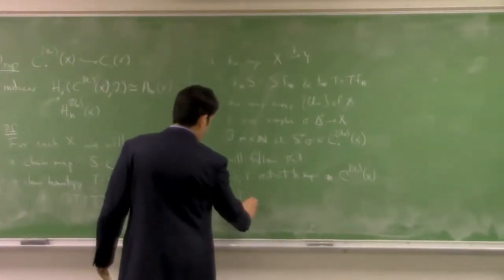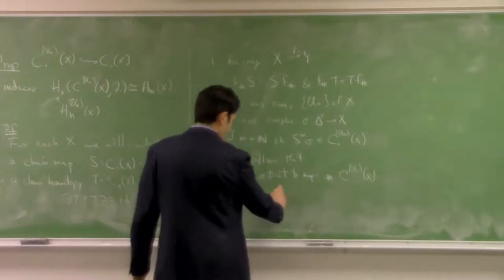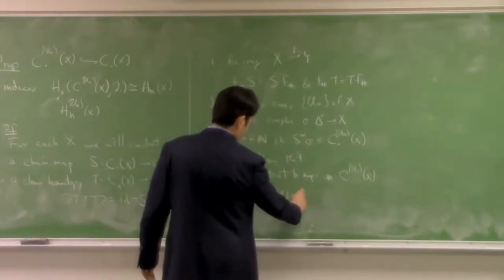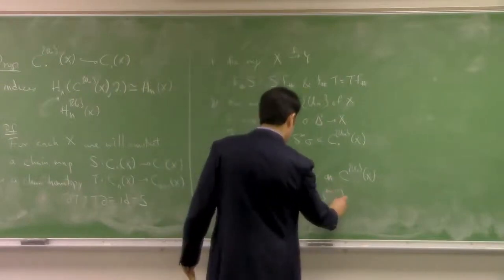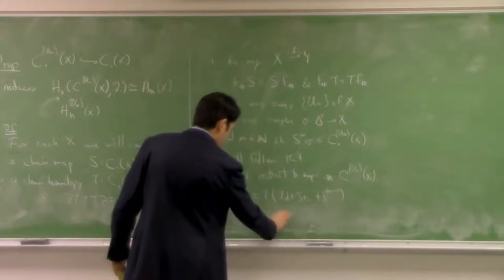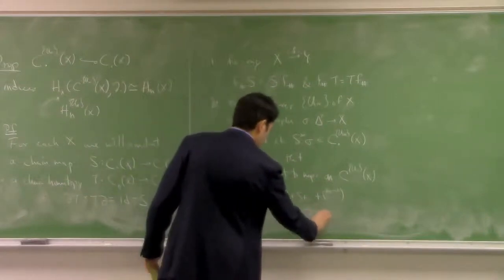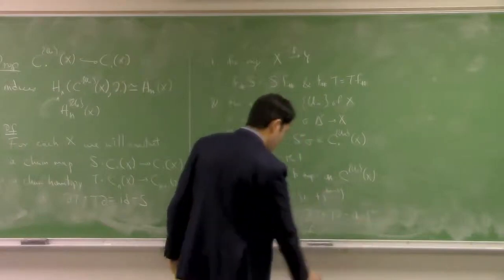If you take Tm equal to T plus TS plus up to TS to the m minus 1, this will satisfy boundary Tm plus Tm boundary is equal to identity minus S to the m.